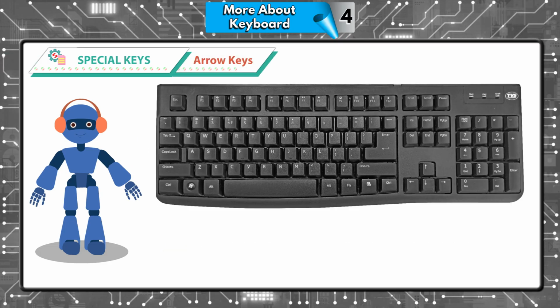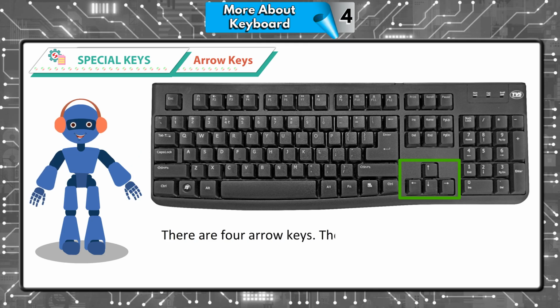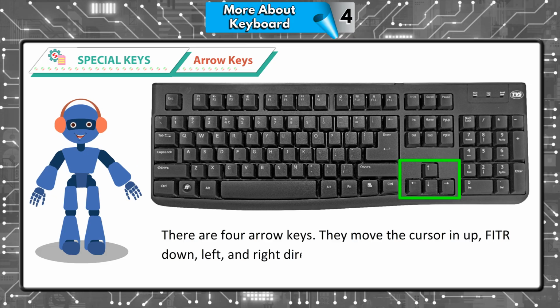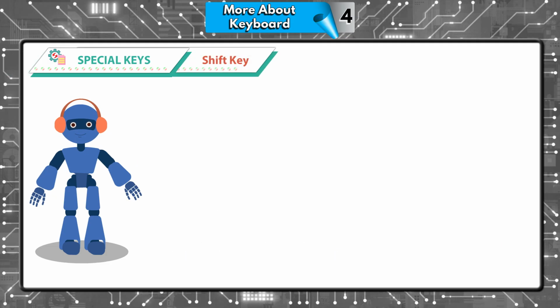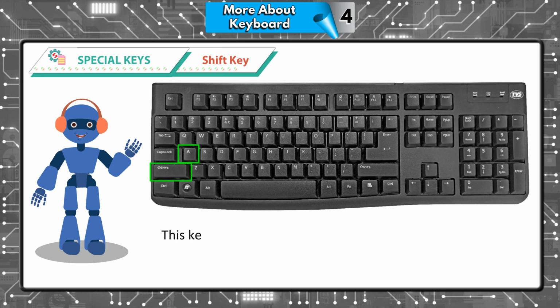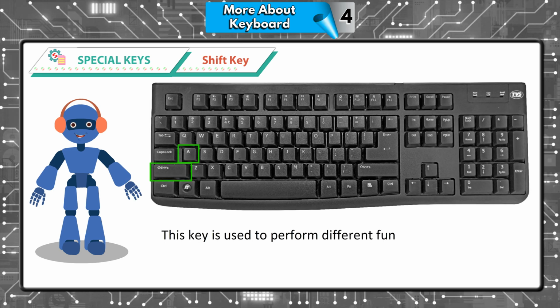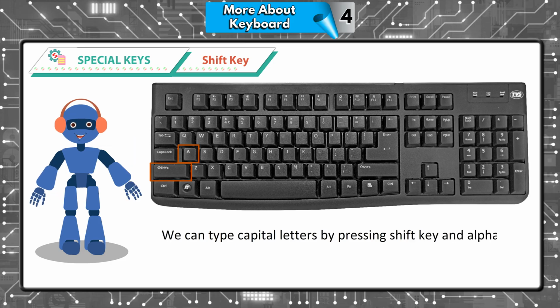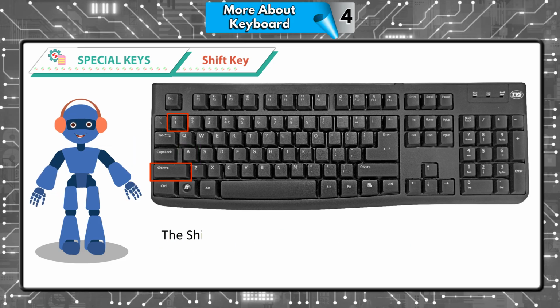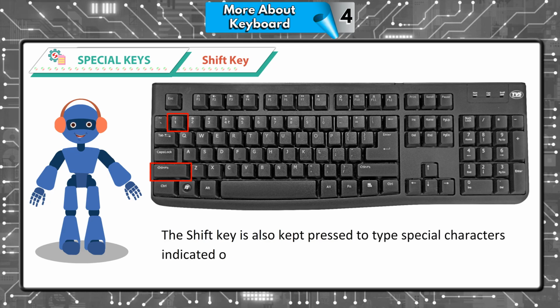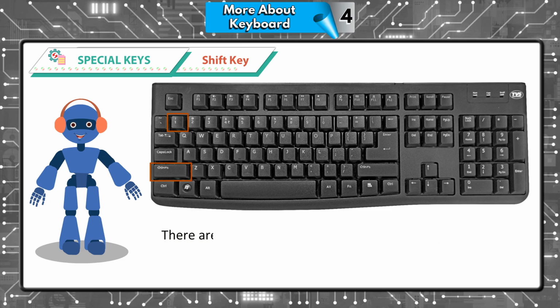Arrow keys. There are 4 arrow keys. They move the cursor in up, down, left and right directions. Shift key. This key is used to perform different functions in combination with other keys. We can type capital letters by pressing Shift key and alphabet key together. The Shift key is also kept pressed to type special characters indicated on the top of some keys. There are 2 Shift keys present on the keyboard.